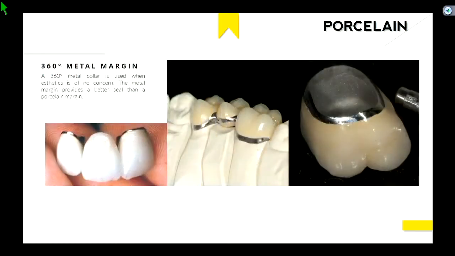And then actually, the last one is a 360 metal margin or a 360 metal collar. So in areas that you don't care about aesthetics at all, let's say the patient when they smile shows none of their gingival margins, and you want the best seal around it, then you can do a 360 metal collar because we know that a casted margin seals better than a porcelain margin. So just the process of casting is more accurate than stacking on porcelain and then sintering, right?